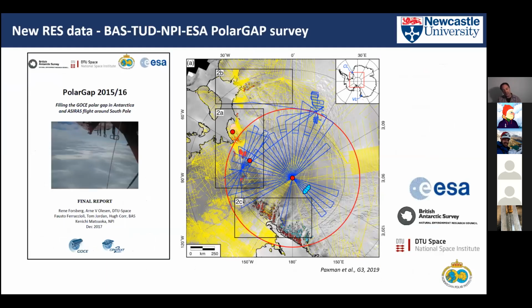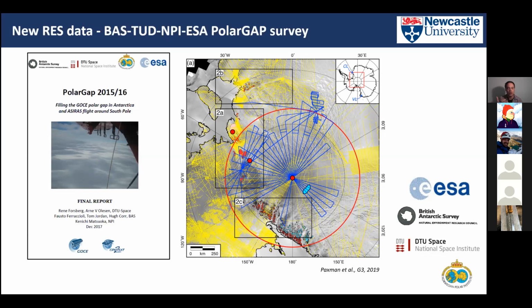But what I want to do today is really think about the new RES data, radio echo sounding data that's been acquired, in particular the polar gap data, but I'll also talk about some of the Operation IceBridge data in a slide or two as well. But this one has been a game changer for me, and I'm very grateful in particular to Fausto Ferraccioli of British Antarctic Survey and Tom Jordan and Hugh Corr for sharing and processing these data for me, as well as ESA for sharing it with me, and Rene Forsberg and Kenny Matsuoka for driving this forward to get these data collected.